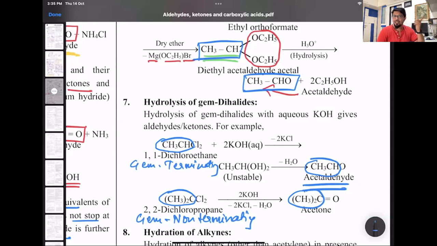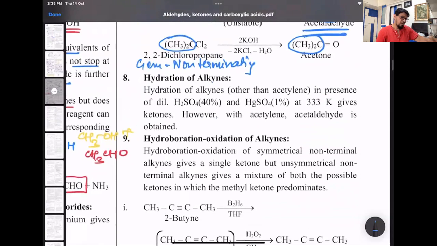That's a dihydric alcohol. Then hydration of alkynes. What is hydration of alkynes? Hydration of alkynes is basically alkynes reacting with water in the presence of 40% H2SO4 and 1% mercuric sulfate at 333 Kelvin, which will give a compound that on tautomerism gives aldehydes or ketones.